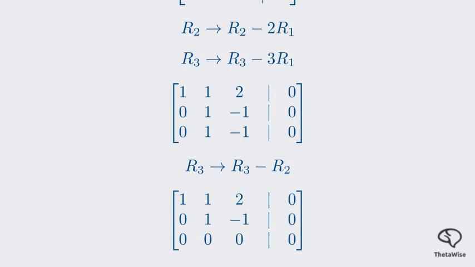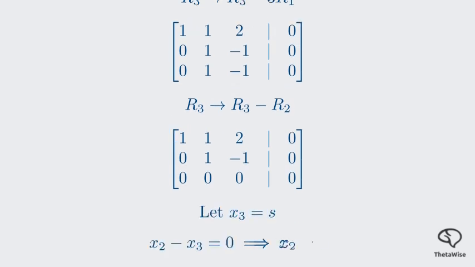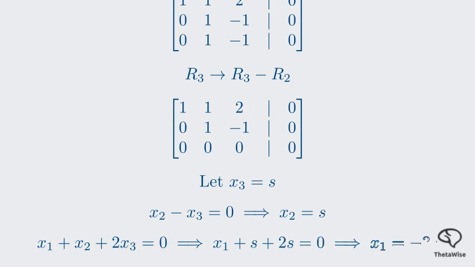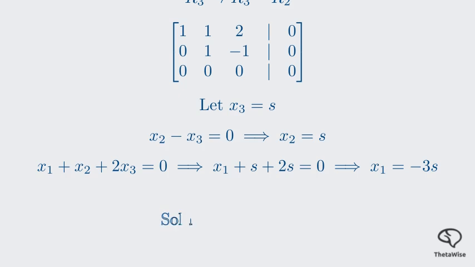We have one free variable. Let's set x3 equal to a parameter s. From the second row, x2 minus x3 equals 0, so x2 equals x3, which is s. From the first row, x1 plus x2 plus 2 x3 equals 0. Substituting, we get x1 plus s plus 2s equals 0, so x1 equals negative 3s. The general solution is x equals s times the vector (-3, 1, 1). This vector is a basis for the null space.